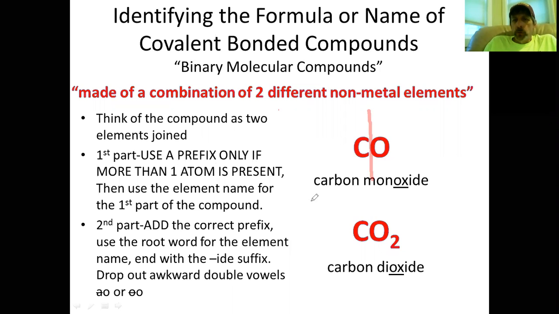So the first part is simply the element name. There would be a prefix if there was more than one atom of carbon. Since there's not, no prefix. Okay, so first part, that's the way we look at it.